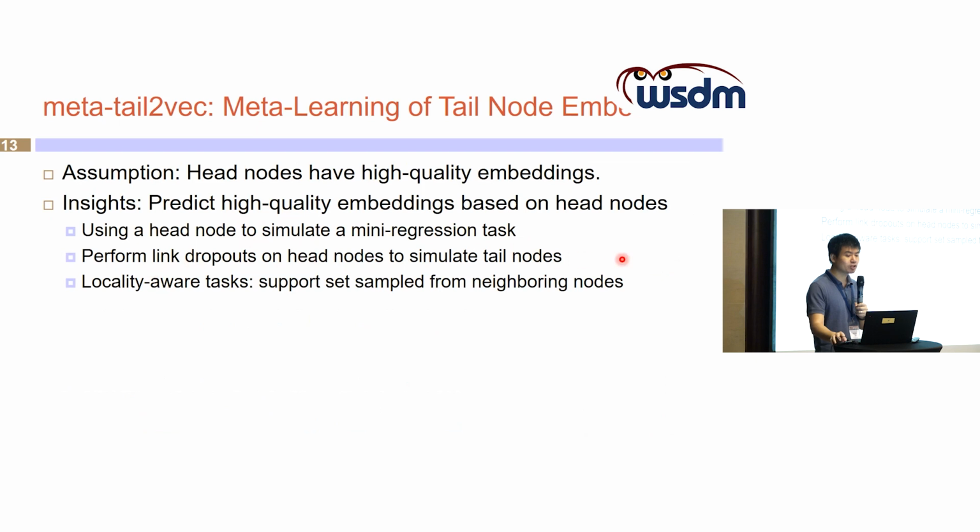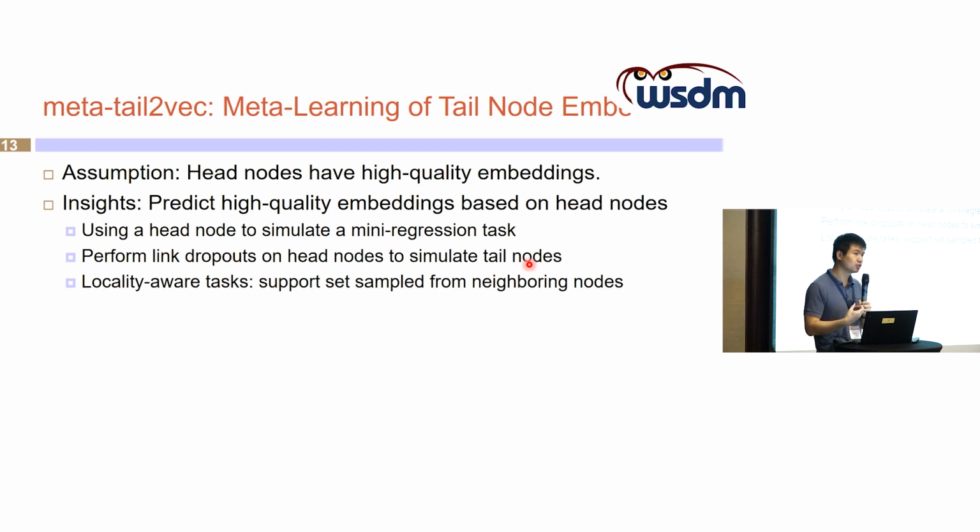And then we need to do some simulation because head nodes are different from tail nodes, right? Head nodes have a lot of neighbors. So we need to perform link dropouts on head nodes to simulate the tail nodes. And then we also need to consider the special situation on graphs. On graphs, there is a locality problem, all right? Different nodes on the graph reside in different local contexts.